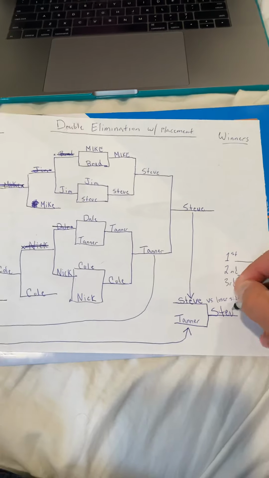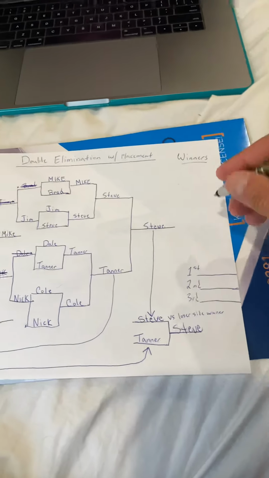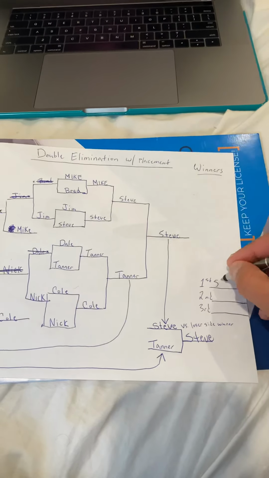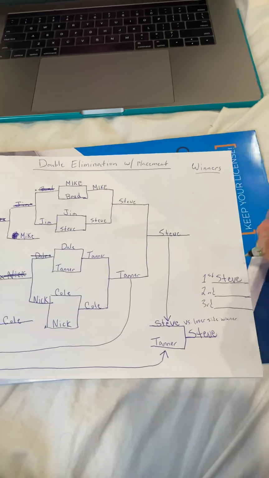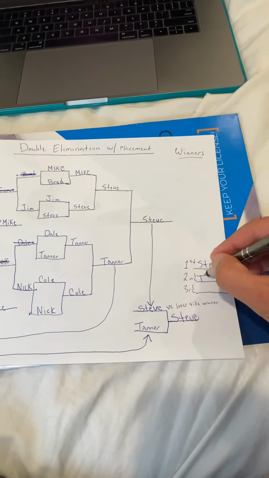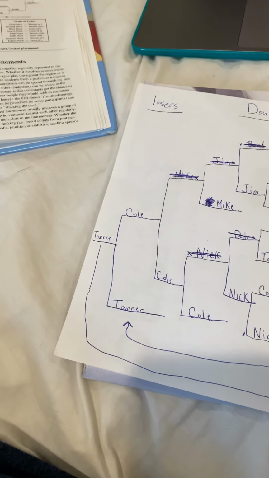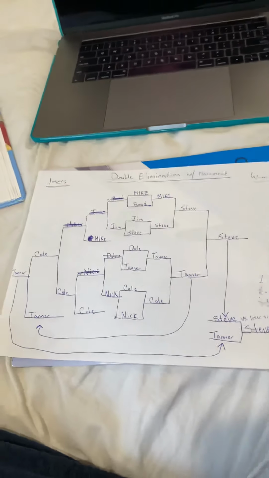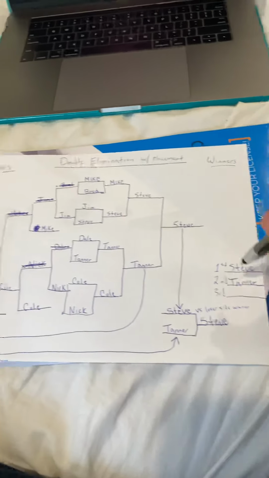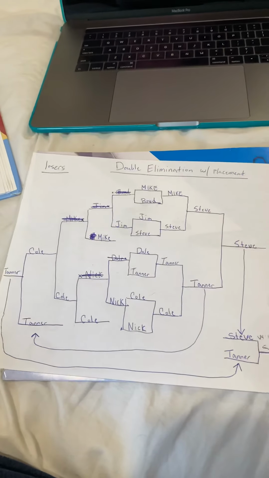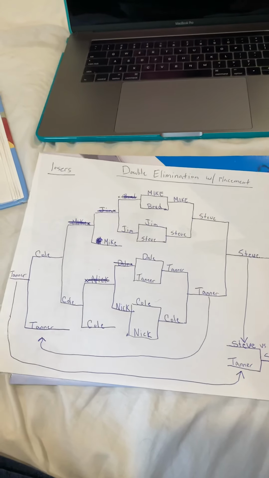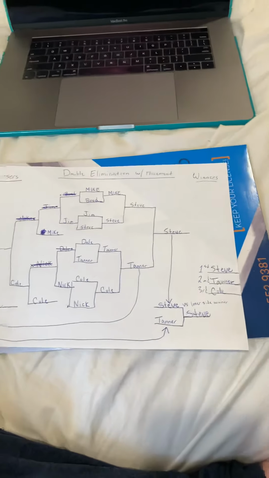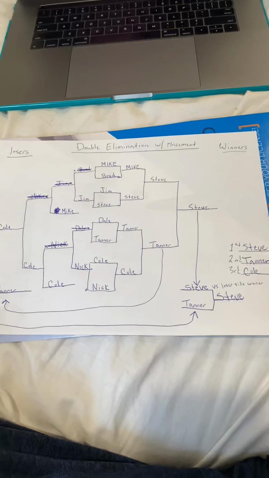So he would go here, and so he is the outright winner. So Steve gets first. Tanner would get second, since Tanner was the winner over here on the loser side. And he had 1 loss, so Steve went undefeated. Tanner had 1 loss, and Cole will take third. And so, yeah, that is a double elimination with placement.